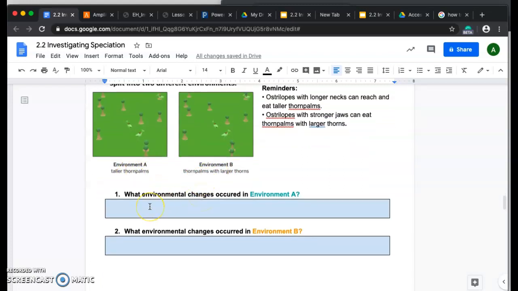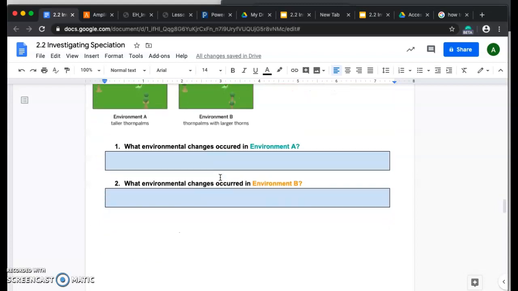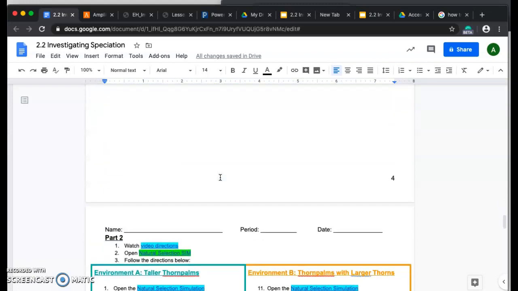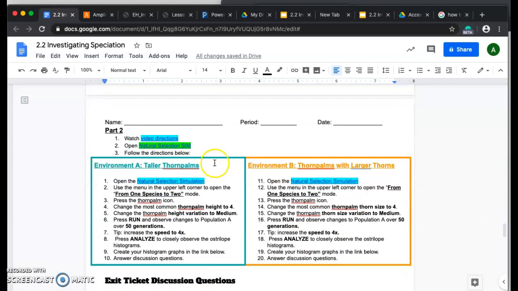So all I want you to do is identify them. So what environmental changes happen in environment A and in environment B? Again, all you have to do is read the captions. And then as soon as you're done with that, you're going to go ahead and move on to the simulation. For that, you're going to continue watching the video that will give you more directions about how to complete the simulation.